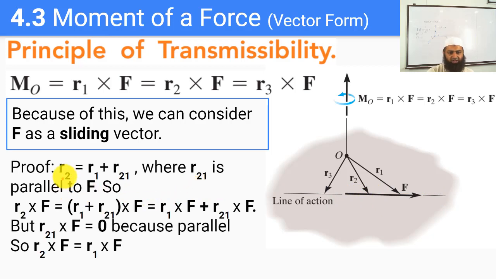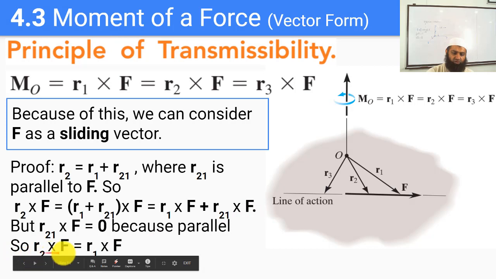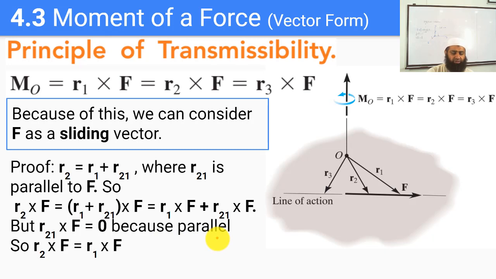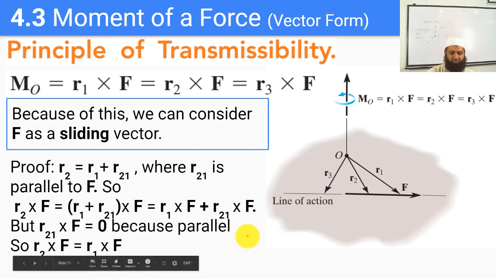So the proof is very simple. Let's assume that r2 can be written as r1 plus r21, where r21 is the position vector from this end to this end. So r2 cross F can be written as r1 plus r21 cross F, which is r1 cross F plus r21 cross F. But r21 is in the direction of the force itself, so we know that r21 cross F is equal to 0, which means that r2 cross F is equal to r1 cross F. Very simple to prove, but very important when we are solving for moments.